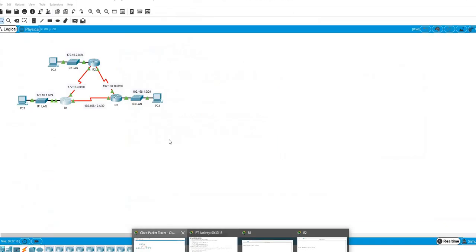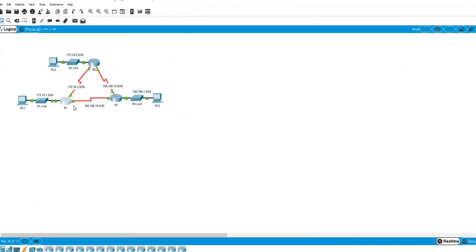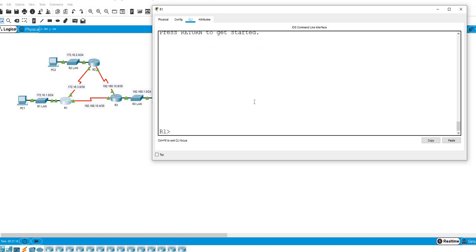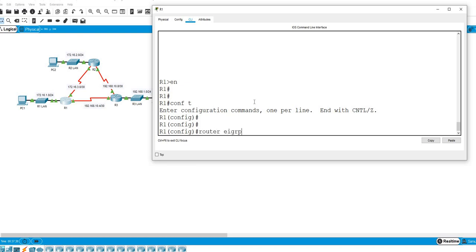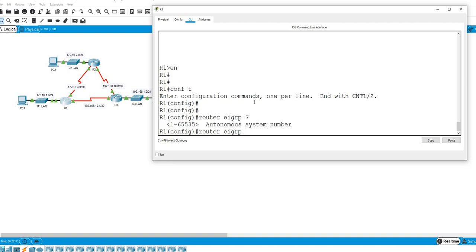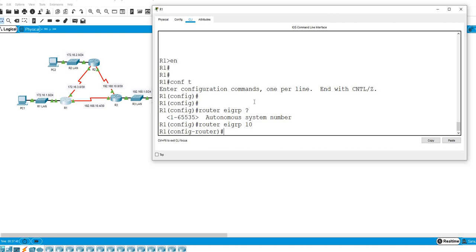Okay, so let's get back to our R1, and I'll go to enable mode, conf terminal, global configuration mode, and now routing protocol configuration mode: router EIGRP. And if you put a question mark, it asks for the autonomous system number. Just for ease, I'll choose one, of course, as when you are working in industry, you have to get it from your service provider. But over here, I'm using, say, 10.